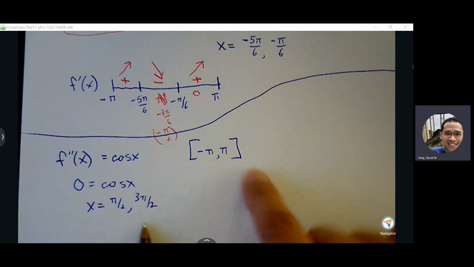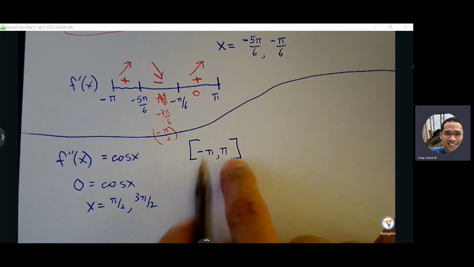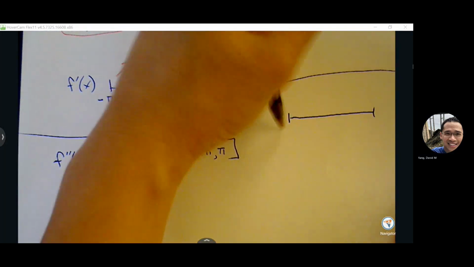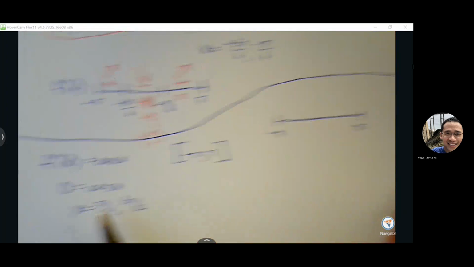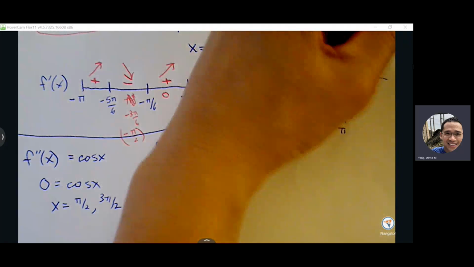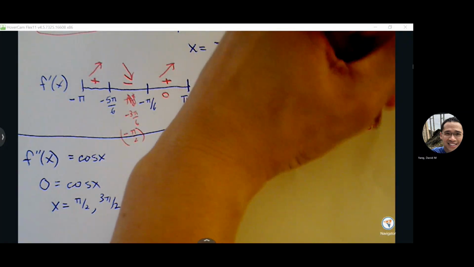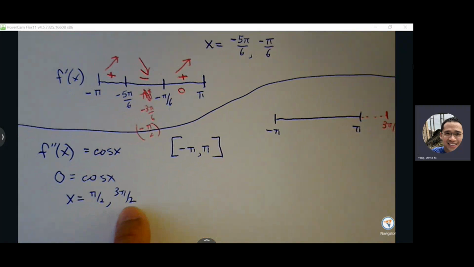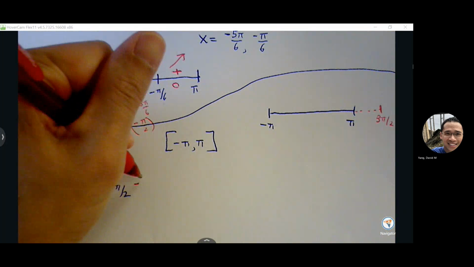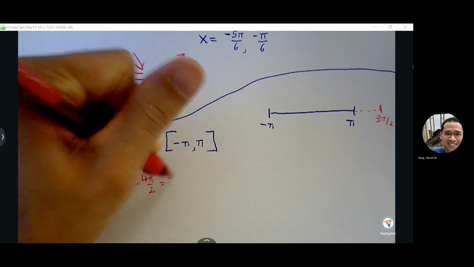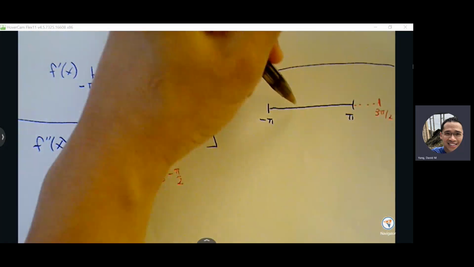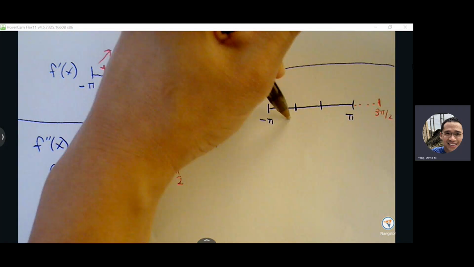Now, if you think about these critical points, one is inside the interval, but the other is not, right? From negative pi to pi, pi over 2 is safe, but 3 pi over 2 is outside of our interval. So what can we do to 3 pi over 2 to find another variation of it to see if it will land inside the interval? Subtract 2 pi. So we have pi over 2 and negative pi over 2, and those are what we want, both safely inside our interval.